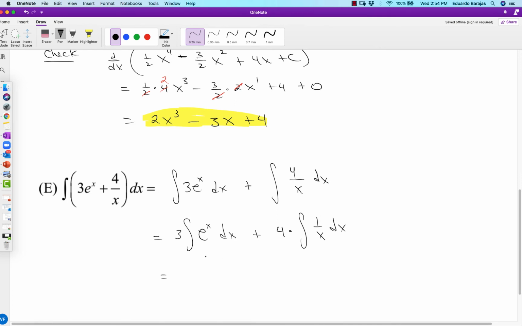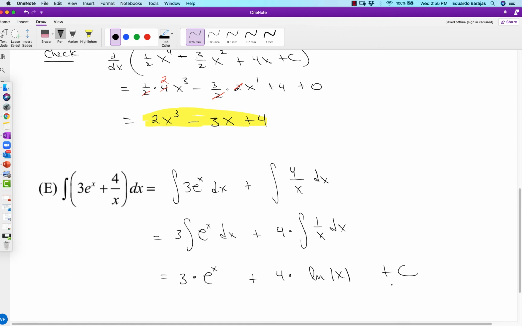So the answer to this one would be 3 times, and this is just e to the x, right? The derivative of e to the x equals e to the x, plus 4 times ln of, and we just have to be careful to include the absolute value of x. And of course, there's always plus c.